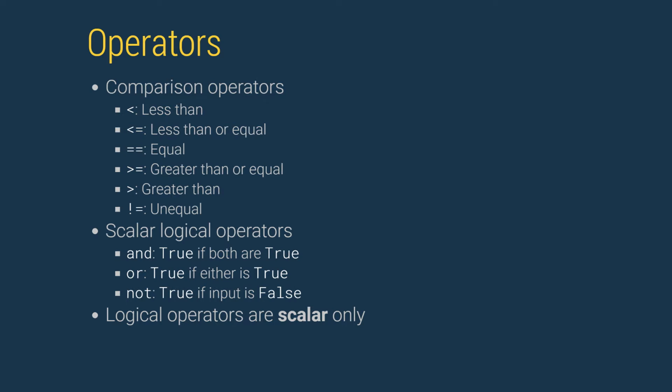The AND operator returns true when both inputs are true. The OR operator returns true if at least one of the inputs is true. The NOT operator returns true if its input is false, and false if its input is true. It is important to remember that these three logical operators can only be used on scalar Boolean values and not on arrays of Boolean values.